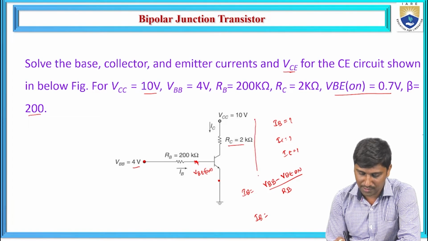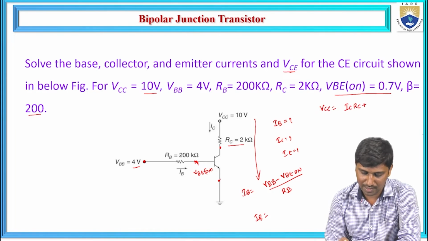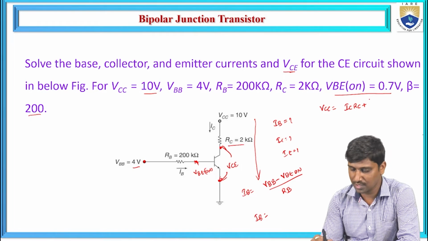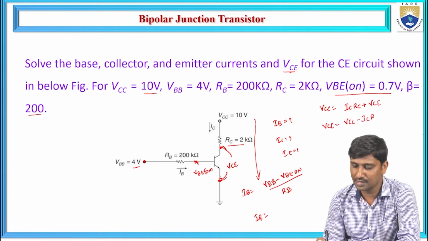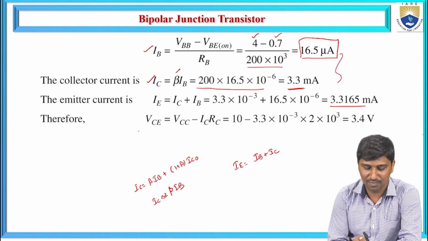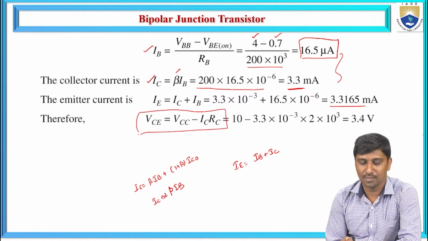To find this VCE, apply KVL here. To write this, VCC is equal to IC times RC plus the potential difference between the collector and the emitter, which is represented as VCE. So from this, VCE is equal to VCC minus IC times RC. Now I am going to use this same formula, VCE is equal to VCC minus IC times RC.